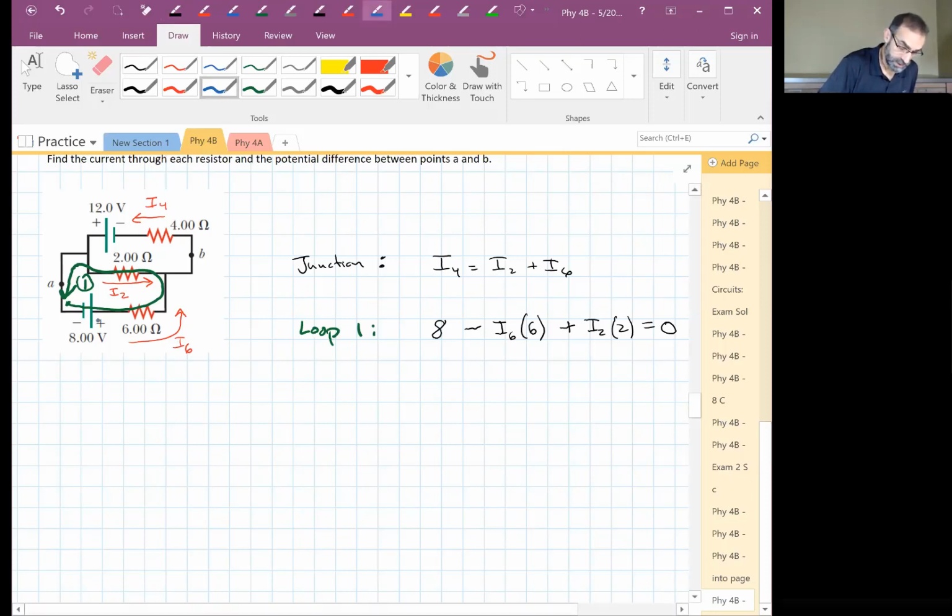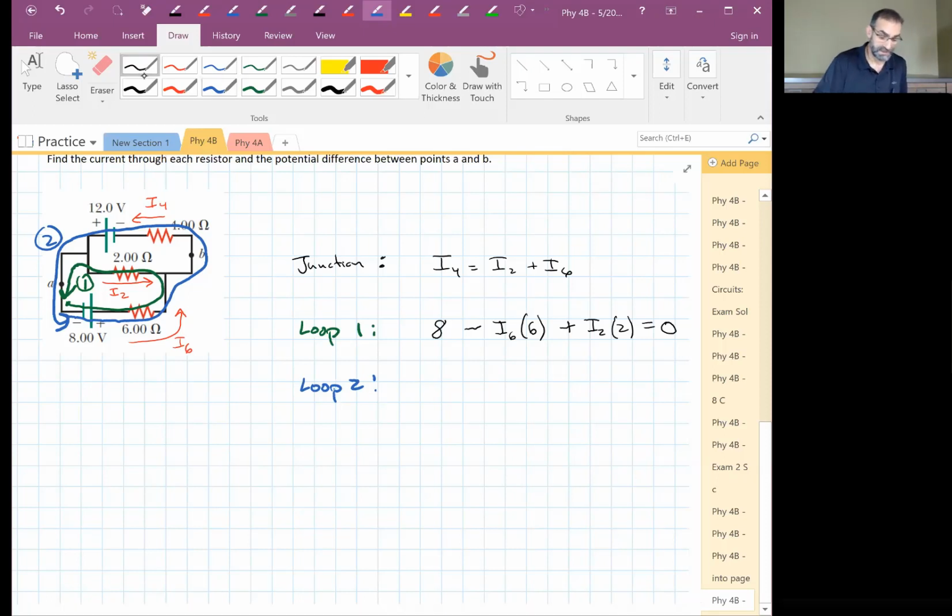And I'll use blue now. I'm going to go around the perimeter of the whole thing. Call that loop 2. Remember, you have to have a junction. Can't use 3 loops. So 2 loops and a junction. The loops have to have something that's different and something that's the same.